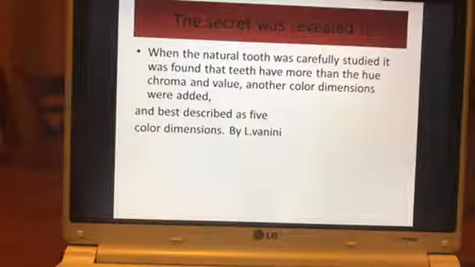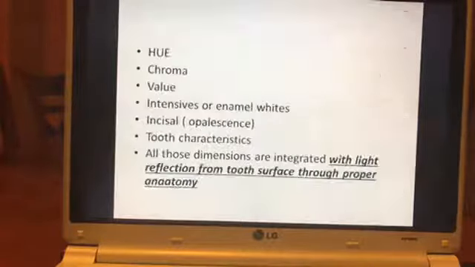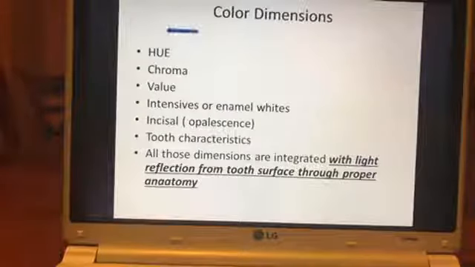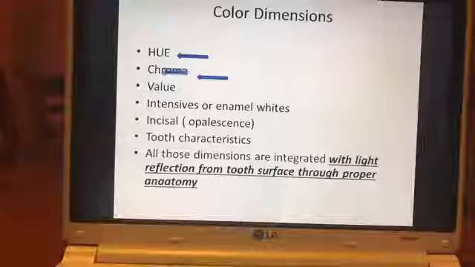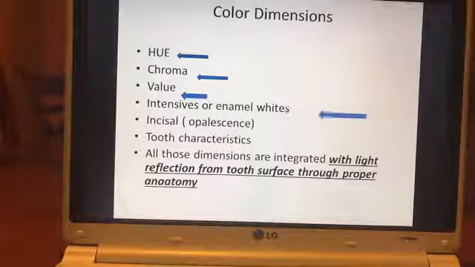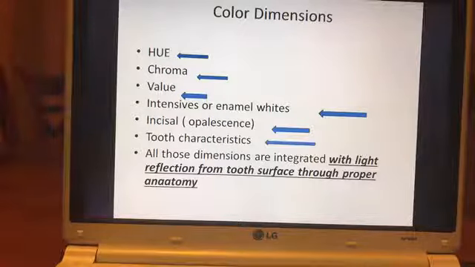He described and analyzed the color as the hue, chroma, value, intensives or enamel whites, incisal opalescence, tooth characteristics. Do not panic from those terms. I know that there are some people who know these terms, but I know that a lot are still not familiar with them. So I'm going to explain everything in detail.